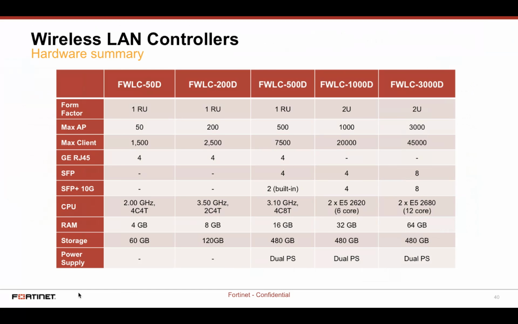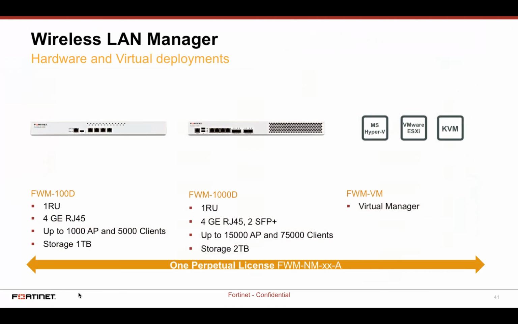Additionally, all these controllers are available on a VM platform, so it is a choice of deployment: if the customer wants an appliance or wants to deploy on a VM platform, you can decide. On the management platform, we have two different models, limited by the capacity that we offer. The FWM 100D supports up to 1,000 access points with 5,000 client devices. The 1000D FWM, Fortinet Wireless LAN Manager, supports up to 15,000 access points and 75,000 clients, and has 2 terabytes of storage. Additionally, you can deploy them on a VM platform, whether you're running Hyper-V, VMware ESXi, or Linux KVM.